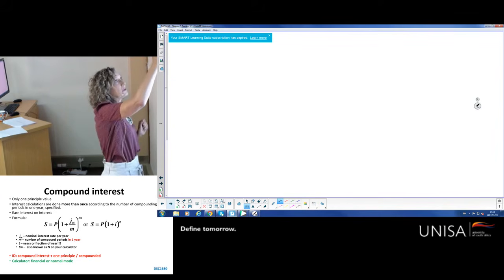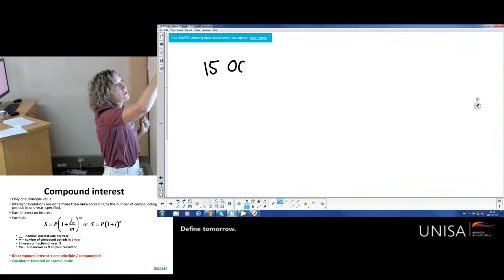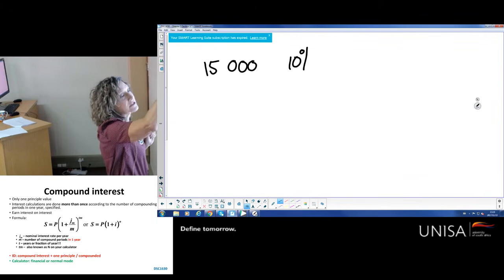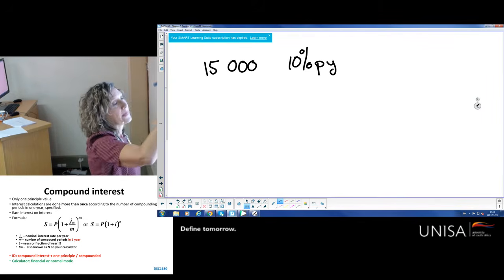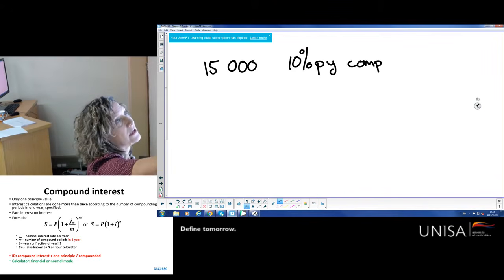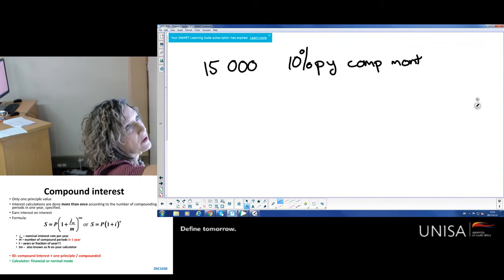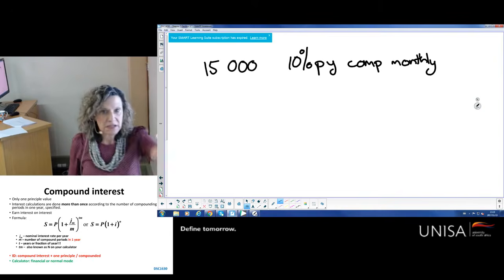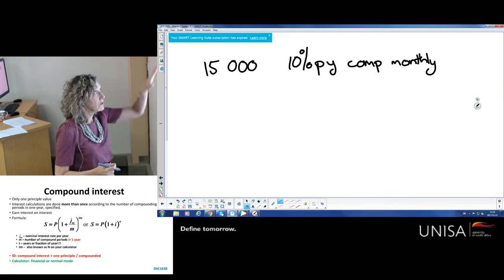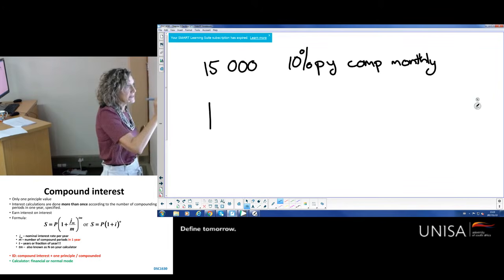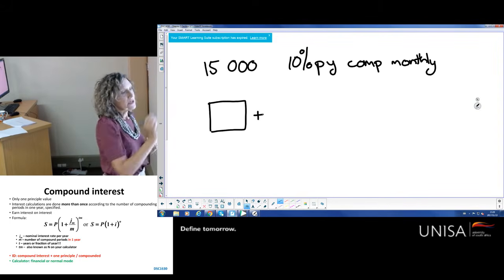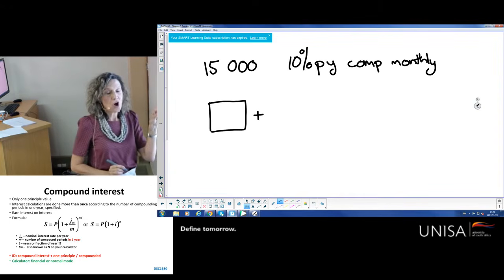Let's say we deposit or invest 15,000 Rand at an interest rate of 10% per year, and we say it's compounded monthly. What does that mean? It means that at the end of every month, interest is calculated on the amount. So let's say we start with our little block. At the end of the month, interest is calculated on that amount.